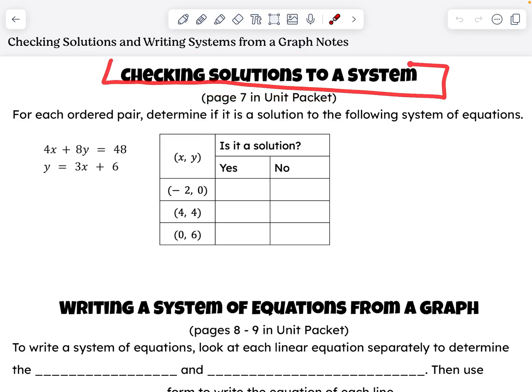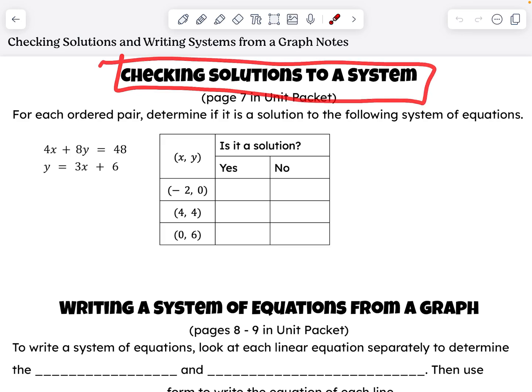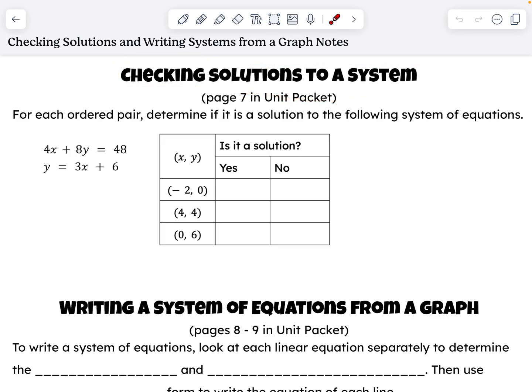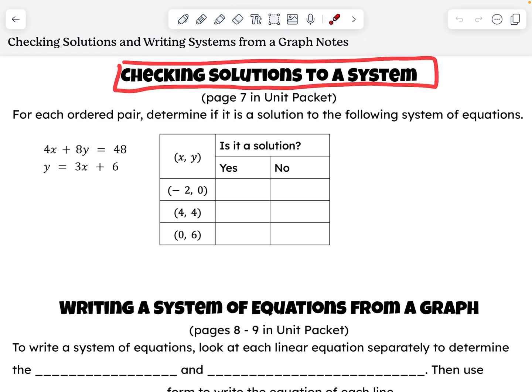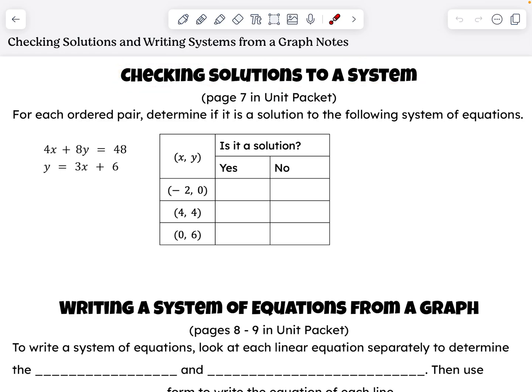So you should be looking at this page of notes. It says checking solutions to a system. These notes should be taped into your notebooks. So if we haven't done that yet, we can pause the video here to make sure the taping has happened.